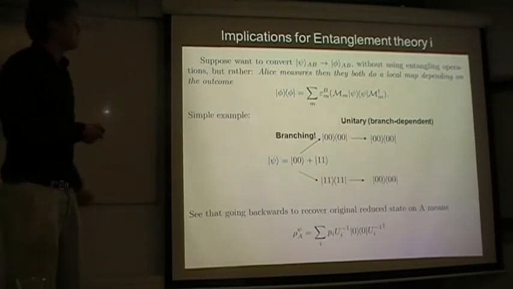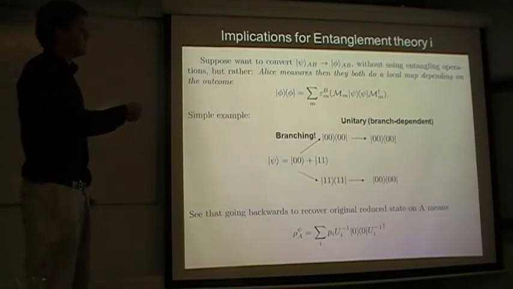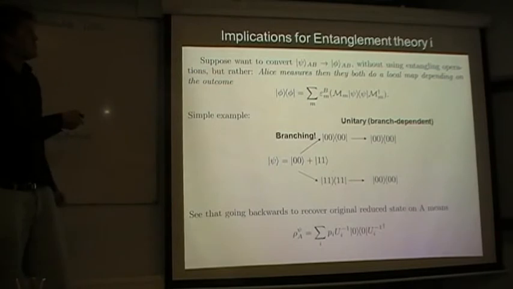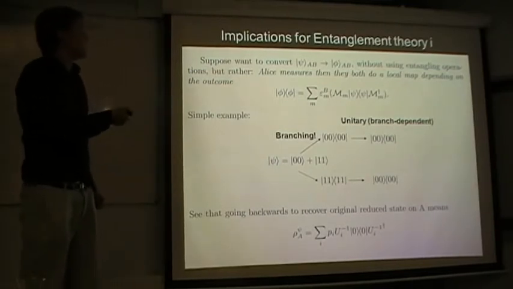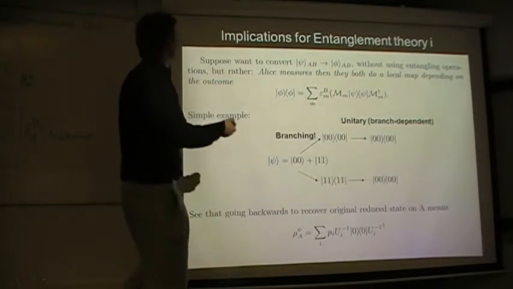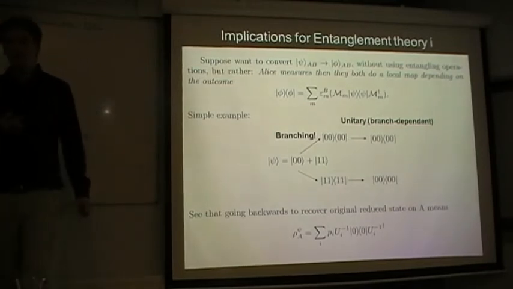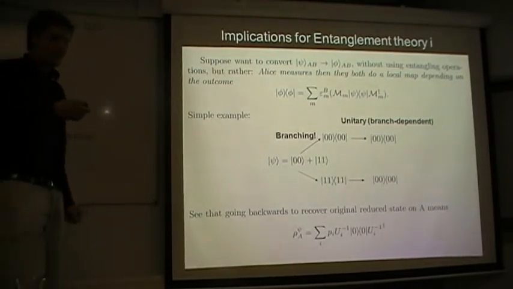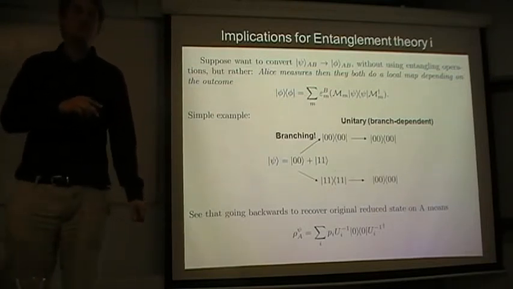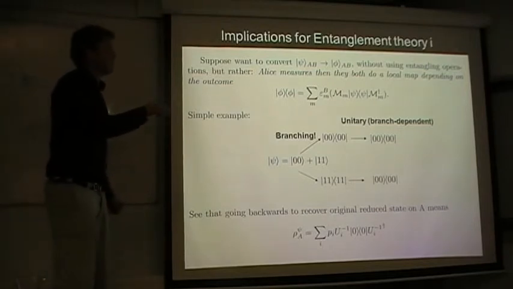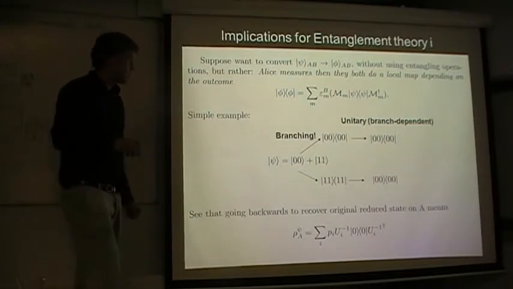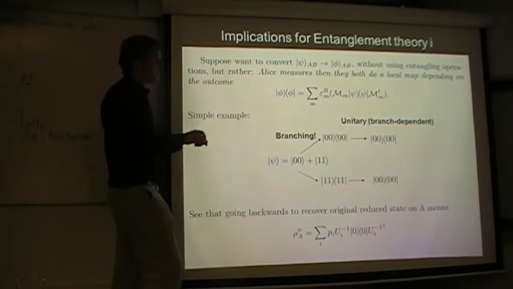So you want to convert this state to this state, and you're not allowed to use entangling operations, but rather Alice measures, and then they both do a local map depending on the outcome. That's slightly more restrictive than what I just said, but it's been proven by Lo and Popescu that you can do anything this way for pure bipartite states. So let's just say that you do that. Alice measures, and then they both do a local map that depends on the outcome of Alice's measurement. So the new state will have this form.